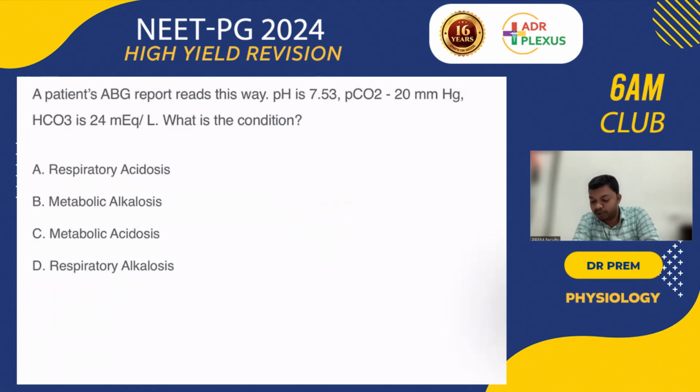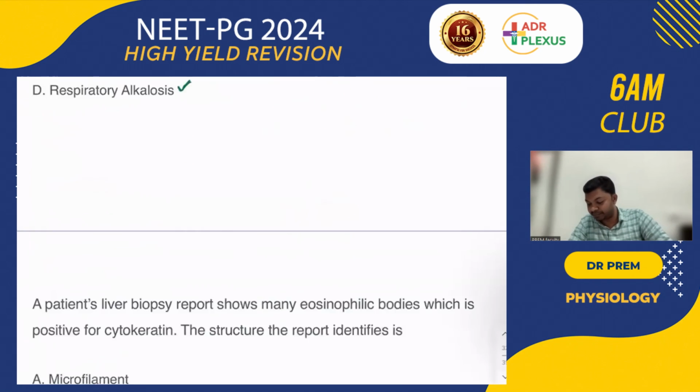A patient's ABG report reads this way. pH is 7.53, PCO2 is 20, and bicarbonate is 24. What is the condition? Quick. Lovely, Dr. Vinita. It's a case of alkalosis. There is an increased pH and decreased PCO2, so they are inversely related. And bicarbonate is normal. It's a case of respiratory alkalosis. Very good. Easy question.